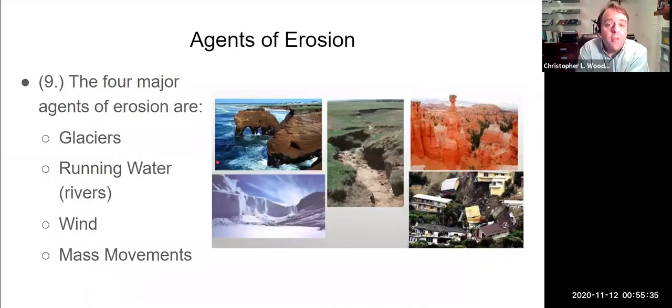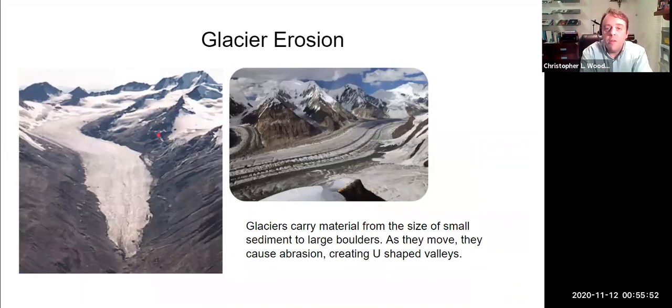There are some primary agents of erosion: glaciers, rivers of ice basically, running water, rivers, wind, and then mass movements. So we'll take a look at each one, starting with glaciers. Glaciers are basically rivers of ice.